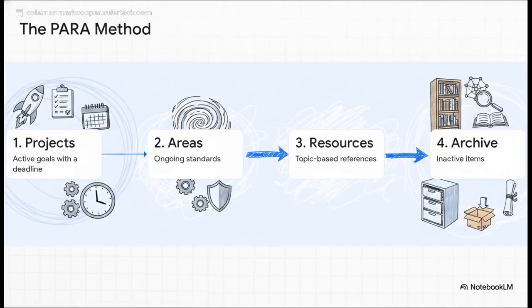Let's break this down real quick so it sticks. P. Projects are your active goals with a hard deadline. A. Areas are your ongoing standards and responsibilities. R. Resources act like a filing cabinet for your topic-based reference materials. And the archive is simply where you send inactive items to get them out of the way.